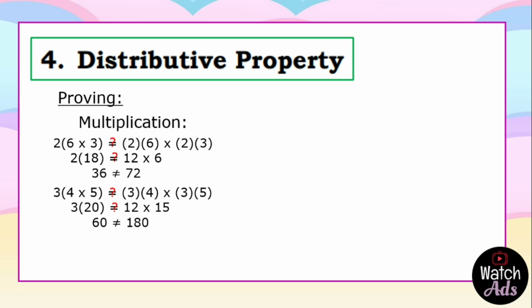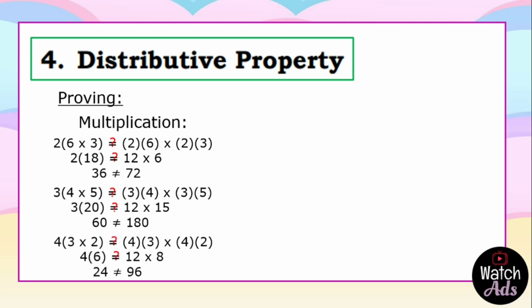For another example, here we distribute 3 to 4 and 5. Now that gives us 3 multiplied by 4 times 3 multiplied by 5. On the left side of the equation, of course, we multiply 4 and 5 first. That gives us 20 before we multiply it by 3. On the right side of the equation, we multiply 3 and 4. That gives us 12. And then we multiply it by 15. That gives us the final answer of 60, which should be equal to 180. And it is not equal.